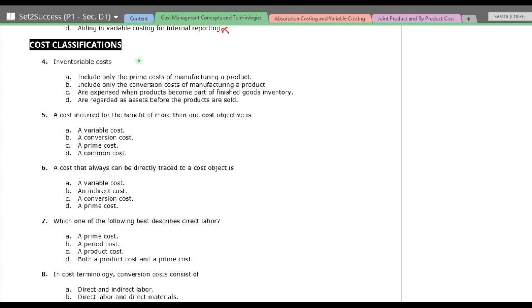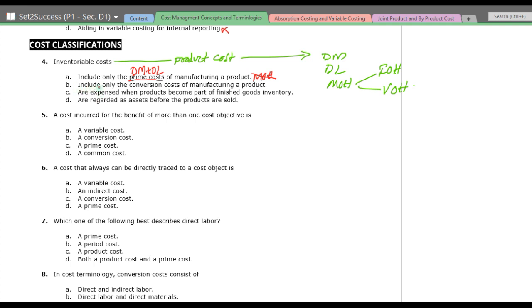Next, inventoriable cost. Inventoriable costs are also called product cost. Product cost and inventoriable cost are direct material, direct labor, and manufacturing overhead. This manufacturing overhead consists of fixed factory overhead and variable overhead. So let us see the options. Include only prime cost? No, prime costs are direct material plus direct labor. Here we are missing the MOH. Includes only conversion cost? Conversion cost includes direct labor plus MOH. Here we are missing the direct material. So this is the incorrect option.